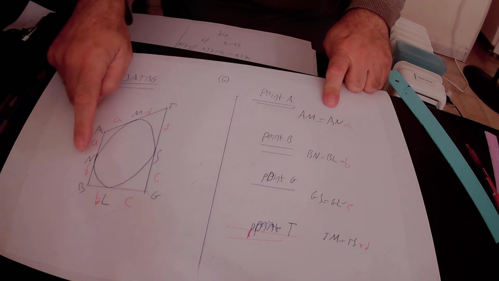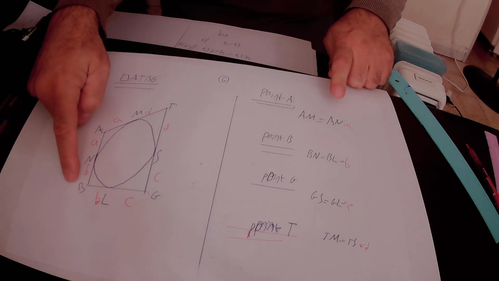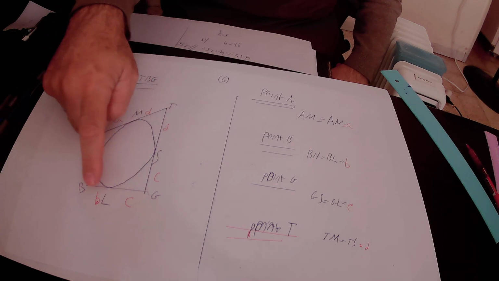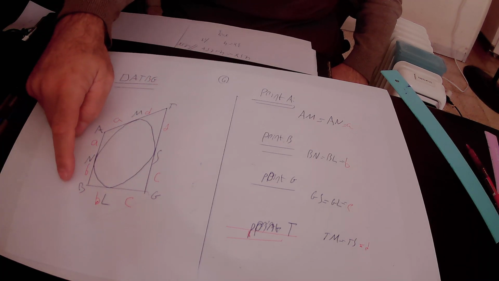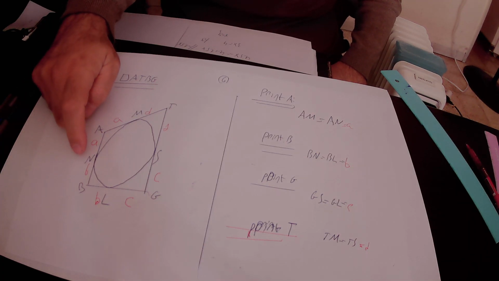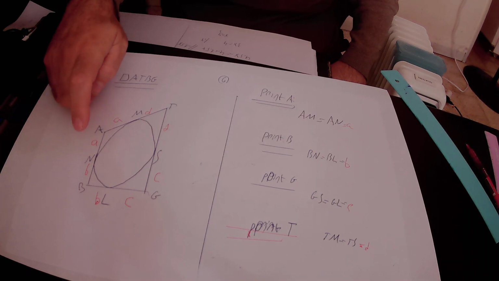Then we focus on the common external point B. From the common external point B, we have tangent BN and tangent BL. And according to rule number 2, they must be equal to each other. That is to say, BN equals BL. So if BN is b, then BL must also be equal to b.